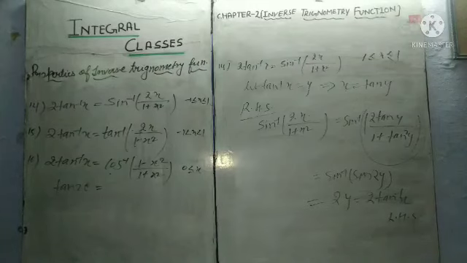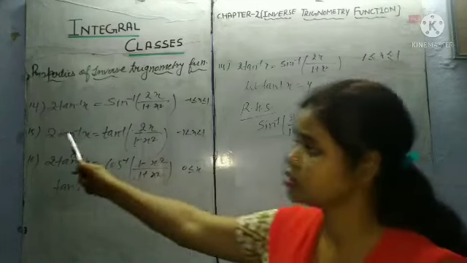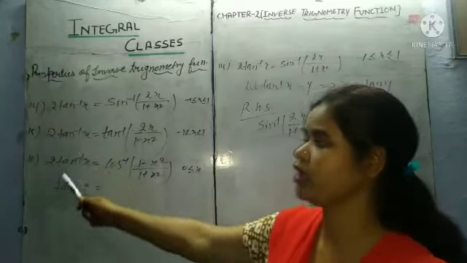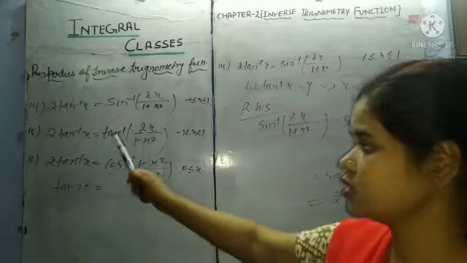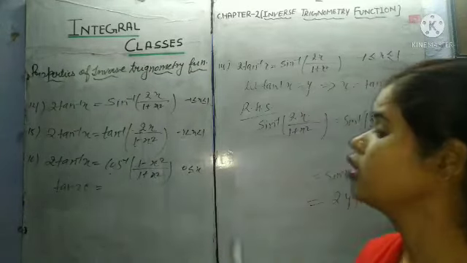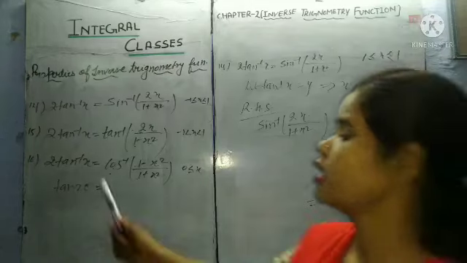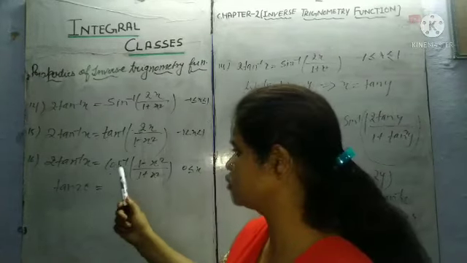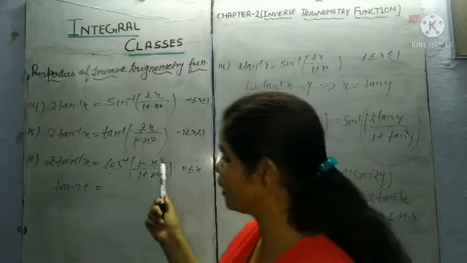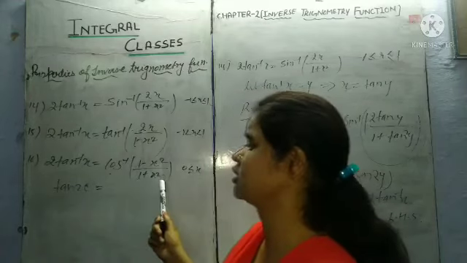Similarly student, you can also prove the remaining two properties. 2 tan inverse x is equal to tan inverse of 2x upon (1 minus x square), and 2 tan inverse x is equal to cos inverse of (1 minus x square) upon (1 plus x square).